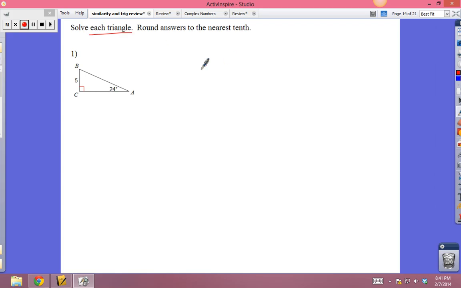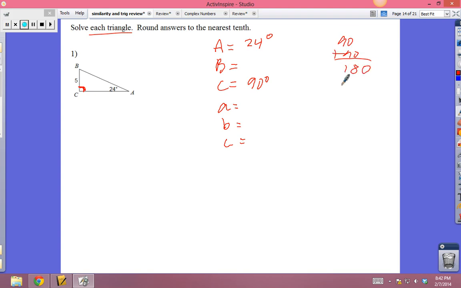Solve each triangle. They want to know angle A, angle B, angle C, and then side A, side B, side C. So we know angle C is 90 degrees, angle A is 24 degrees. There's 180 in a triangle, and we're already using 90, so there's another 90 left. So 90 take away 24 degrees is going to give us 66 degrees. So angle B's got to be 66.